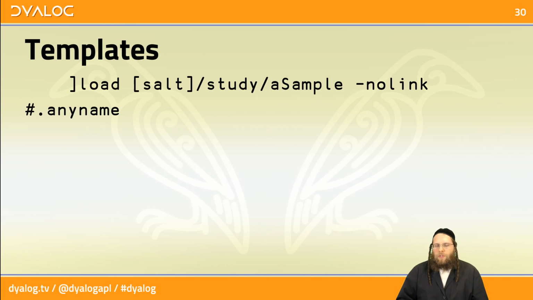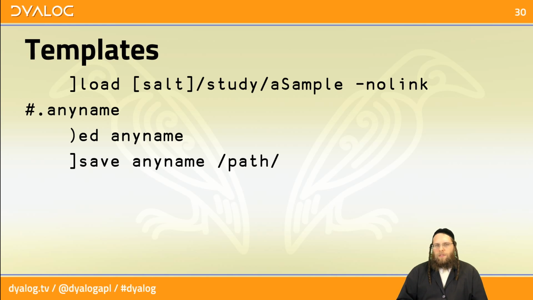So you can do this from inside APL. You can use the load user command and give it a path like this. It can find its own salt folder by putting salt in square brackets. And you use the modifier no-link. That means you're loading this script into the workspace, but when you make changes in the workspace, do not save those changes back to files, so that you don't corrupt the things that are in your install folder. So you can modify this as you see fit with the editor, and then you can use another user command, save, to save it back to any path.